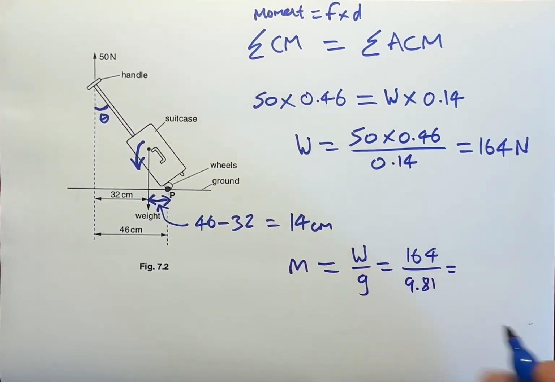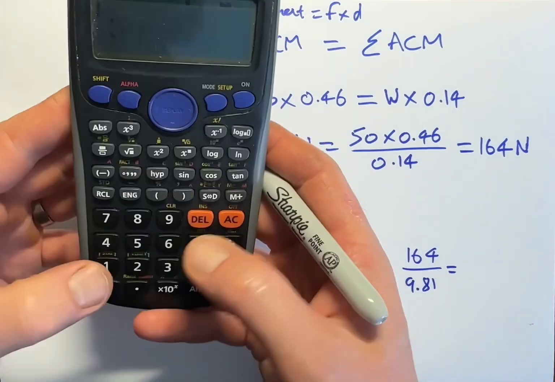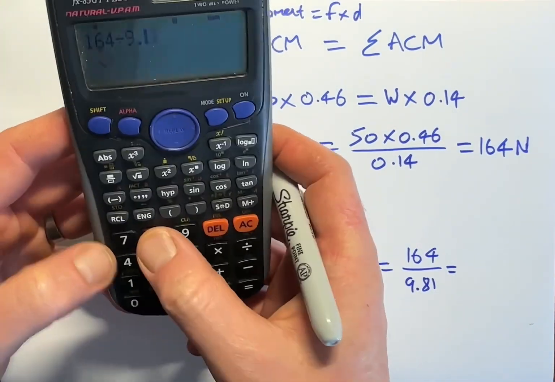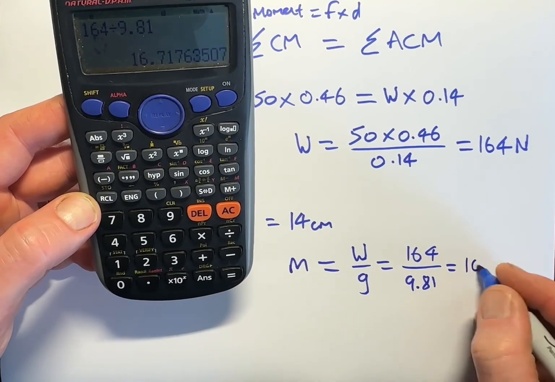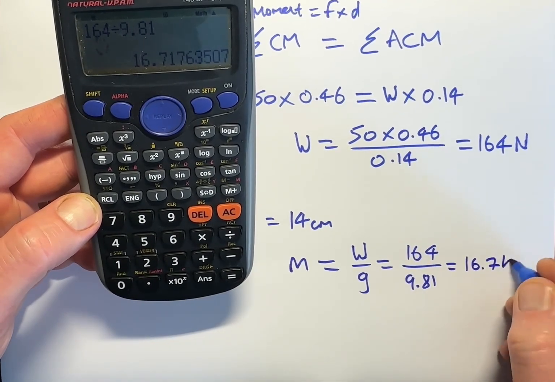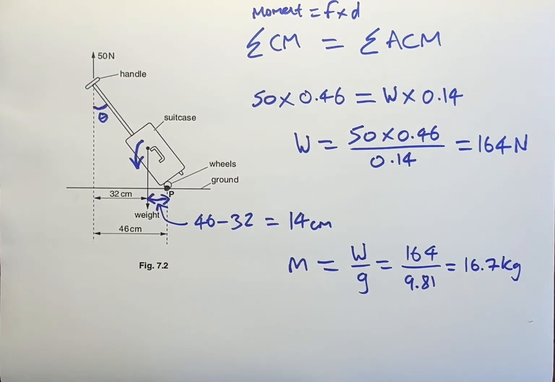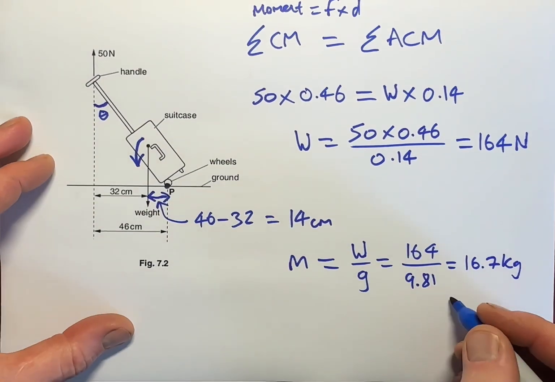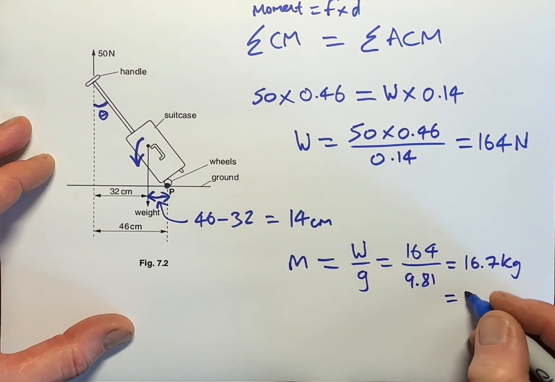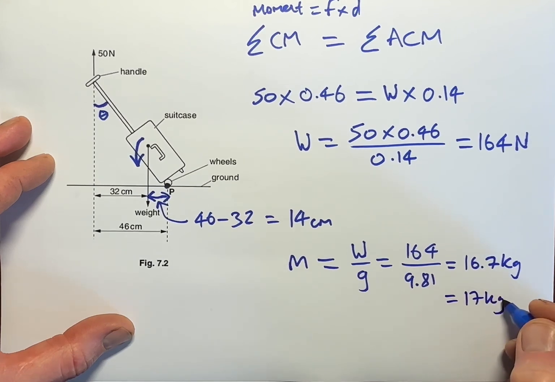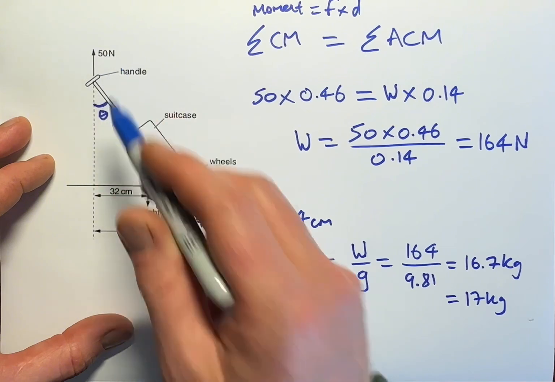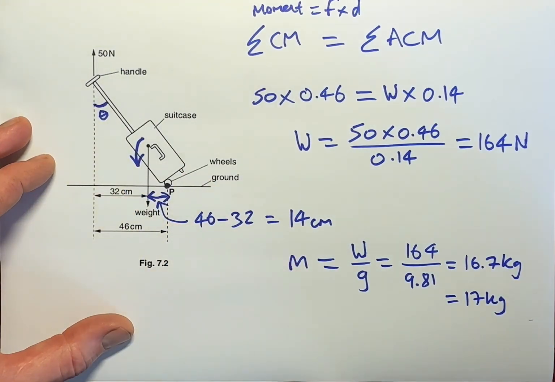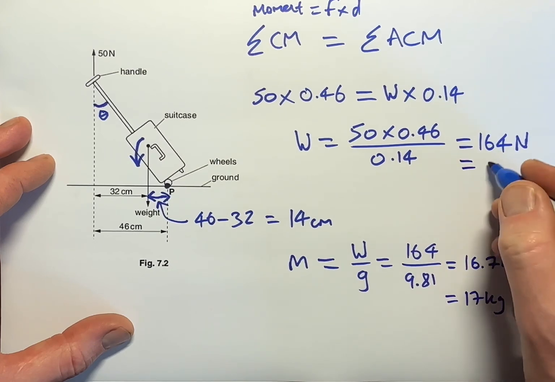Okay, and if you take your calculator and put that in, you're going to get 164 divided by 9.81, which gives you 16.7 kilograms. Okay, so 16.7 kilograms. And if you rounded that to two significant figures, it's going to be 17 kilograms. Okay, and it would probably make sense to round it to two significant figures, since that's two sig fig, that's two. There you go. All right, and we could even round this one to two sig fig here and call that 160 newtons.